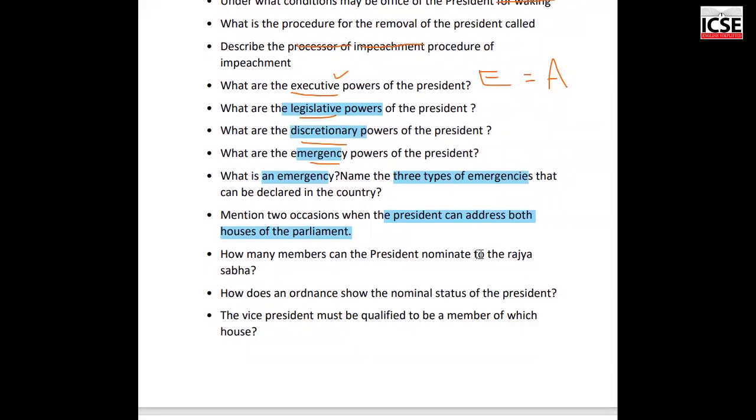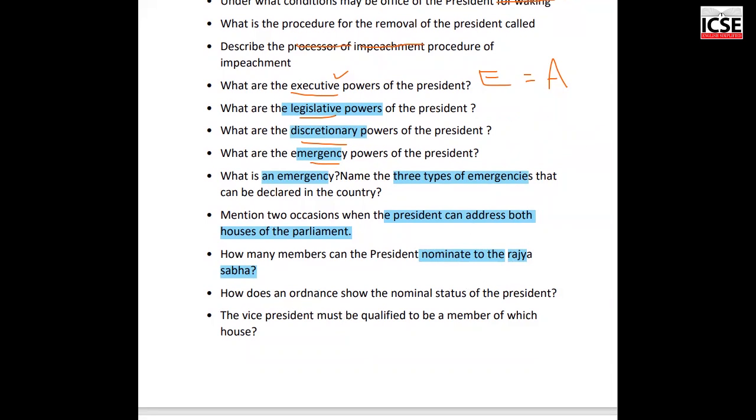How many members can the president nominate to the Rajya Sabha? He can nominate 12 people. Again, he's nominating to the Rajya Sabha. This is a power that is connected to the Rajya Sabha. So this power to nominate people to the Rajya Sabha becomes a legislative power.